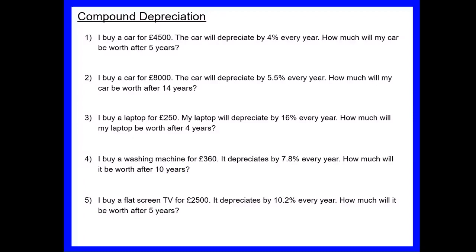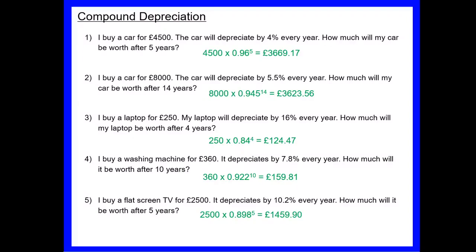Okay, so let's have a look at the answers to these then. So our first one, we had £4,500. We're going to reduce it by 4%, so 100 minus 4 was 96%. Divide that by 100, we get 0.96, our decimal multiplier. And we're going to do that every year for 5 years. So our index is 5. So after 5 years, our car would be worth £3,669.17.